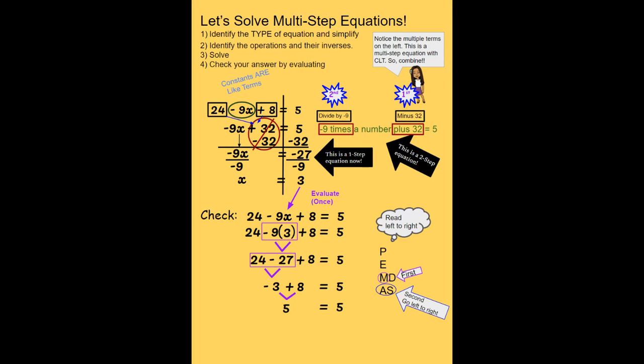Now let's look at both sides. We're going to ask ourselves, does 5 equal 5? Yes. Because this statement is true, 5 does equal 5. This tells us that our solution of x equals 3 is correct. The answer is 3, not 5.